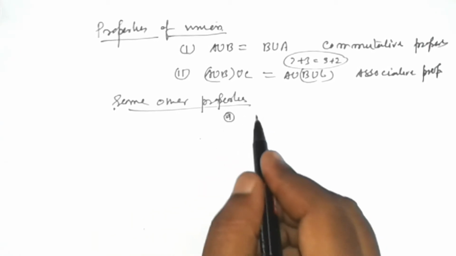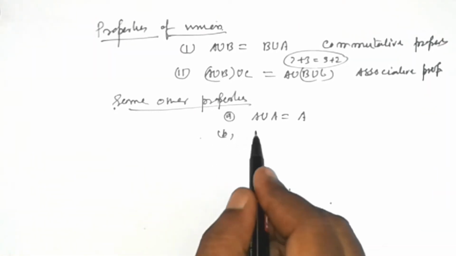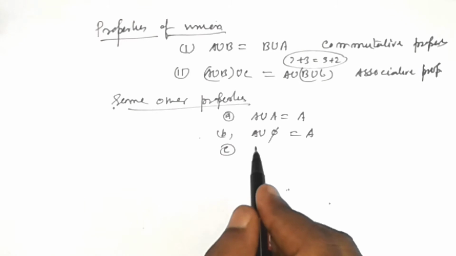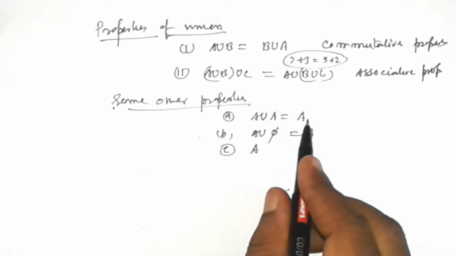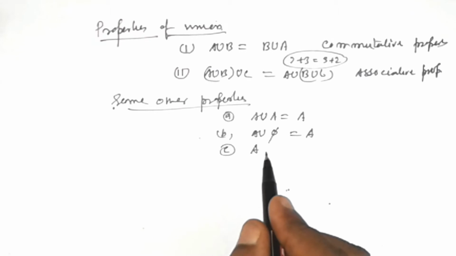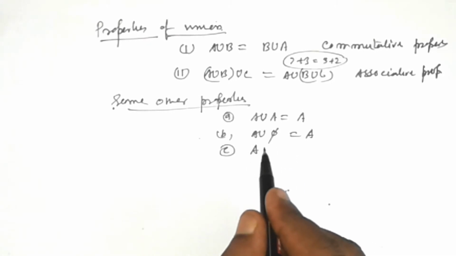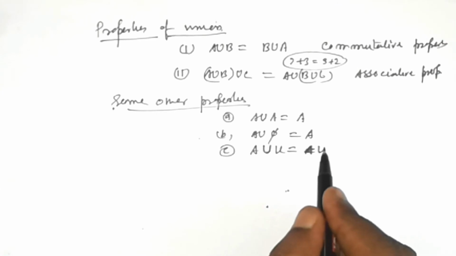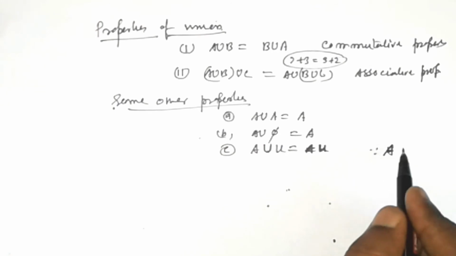Like A union A equal to A. A union phi is equal to A. A union U is equal to U. U means universal set, since A is a subset of U.